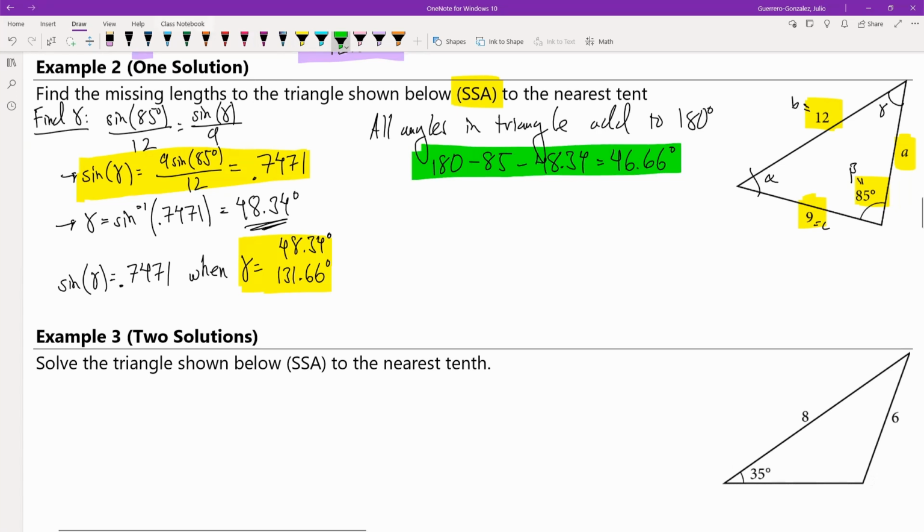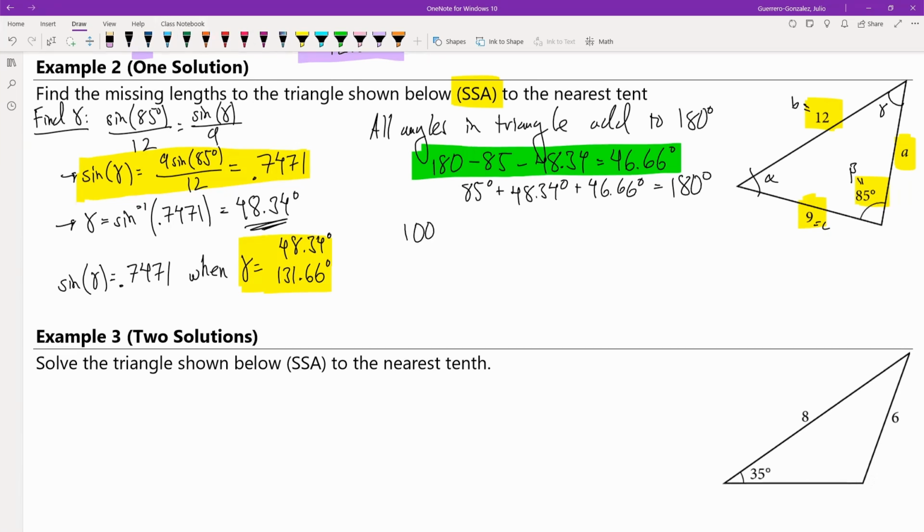Okay? So then this means that my triangle is going to have an 85-degree angle, right? Plus 48.34 degrees plus 46.66 degrees, right? If we add all these together, we get 180 degrees. This is a valid triangle, no problem, right? But now let's try the other one.